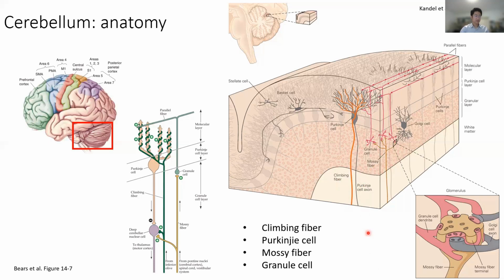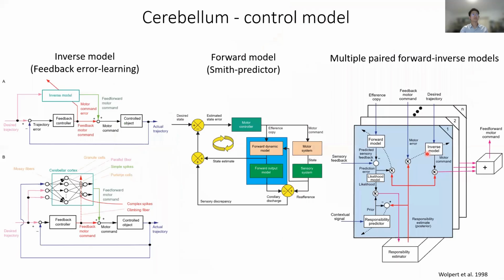So this is the basic anatomy of cerebellum. Of course, there are also other small cells like Golgi cell and basket cell and stellate cell. So we are not going to these details. Okay, and this is about anatomy.